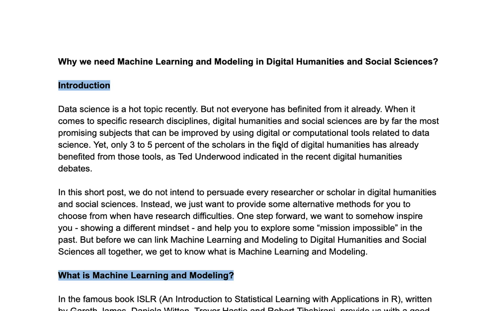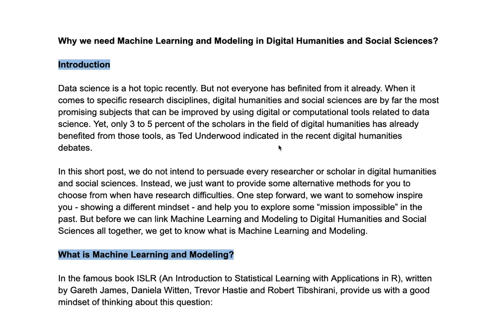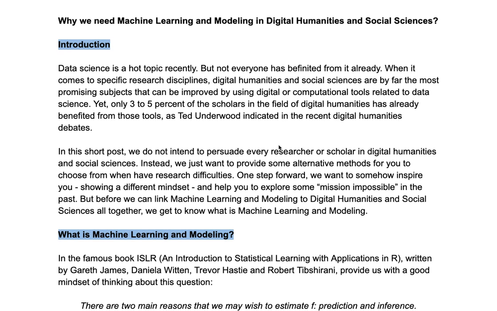So as you know, recently data science and machine learning are very popular topics. And as you can see on the screen, we did some research about how these techniques are used in digital humanities and other social sciences. From Ted Underwood in the debate in Digital Humanities 2019, it seems that only 3 to 5% of the scholars are using or going to use those technical tools, especially some data-intensive tools, in the field of digital humanities.